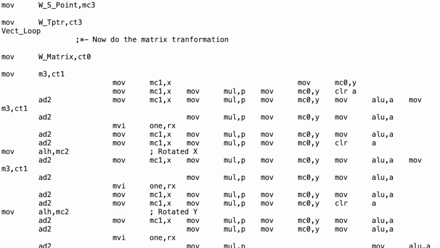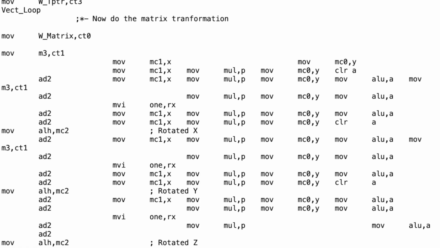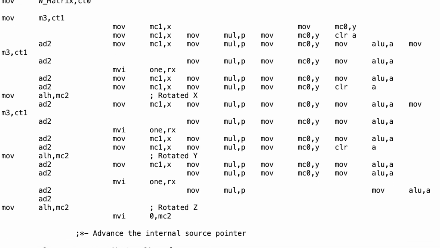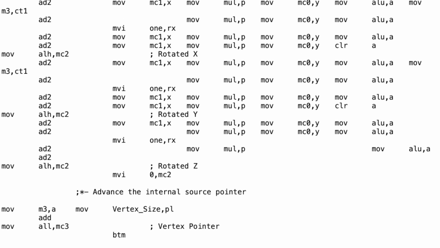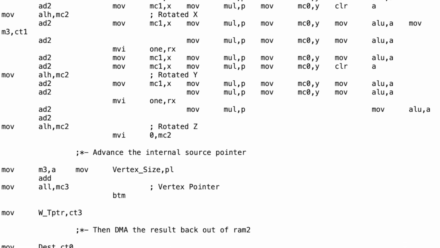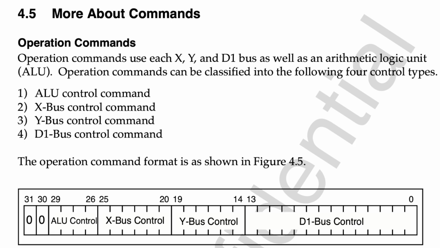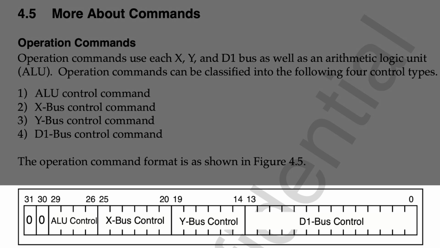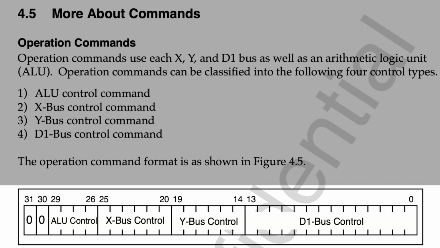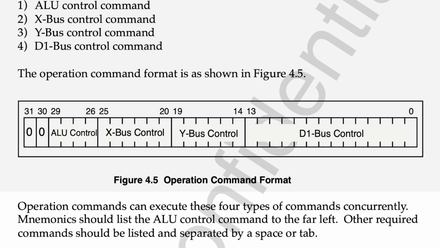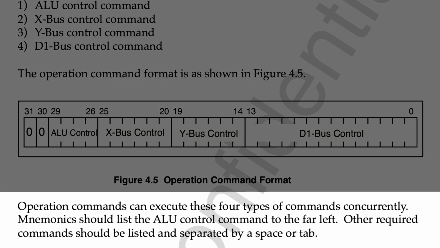Here's a very similar example that Sega sent me as a template for how the DSP code should be written. Again, 6 instructions per line, all executed at the same time. But now let's have a look at the Sega hardware manual and see how it encoded these commands. Here's the page that talks about the operation commands, and this is how it stores these commands into a single instruction. But if you look below, it says that operation commands can execute these 4 types of commands concurrently, i.e. at the same time. 4 types of commands. Not 6. 4.